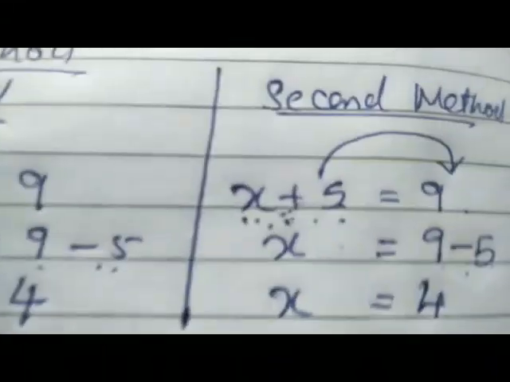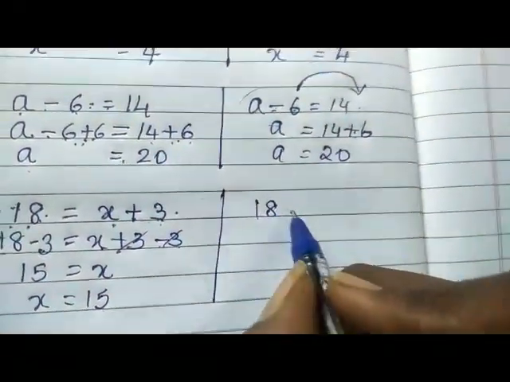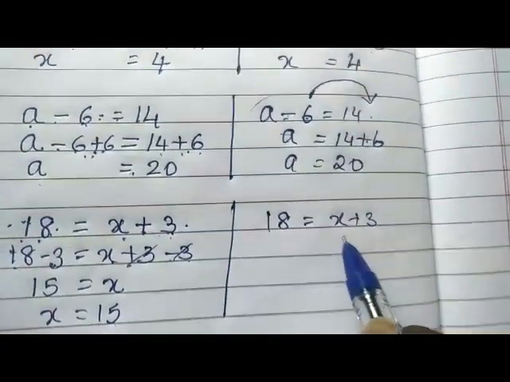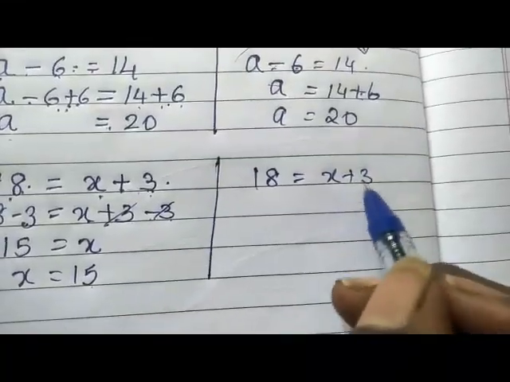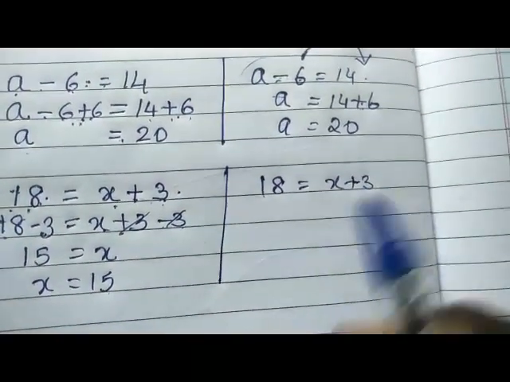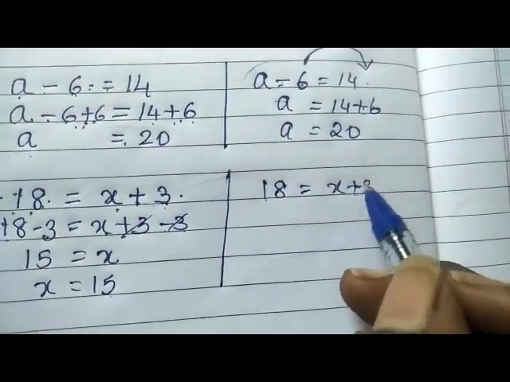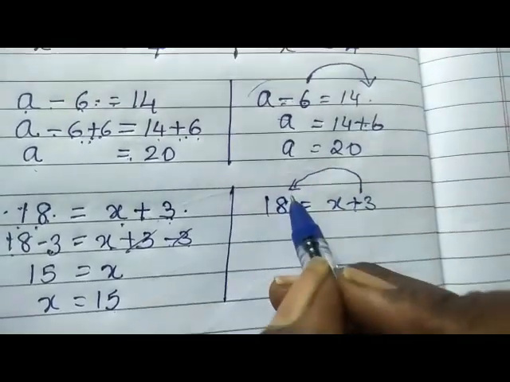Let's do it by the second method. 18 is equal to x plus 3. What is the second method? On the right hand side we want to find the value of x. So we want to remove this 3. So what is the opposite of plus 3? It is minus 3. So you have to transfer this plus 3 into minus 3 here.